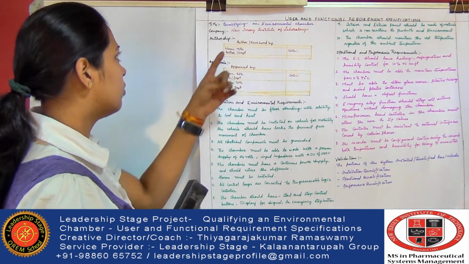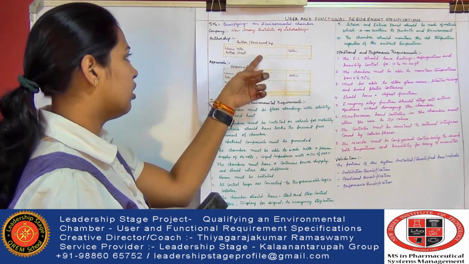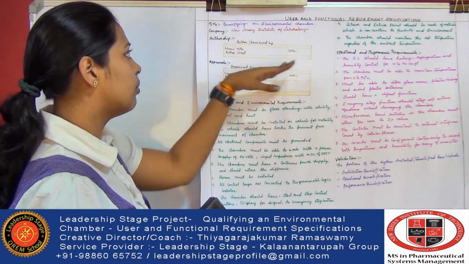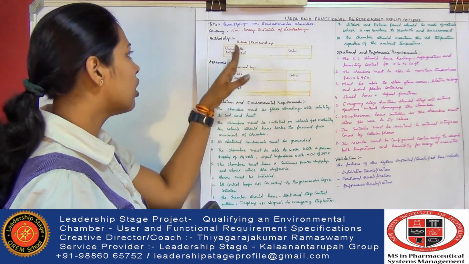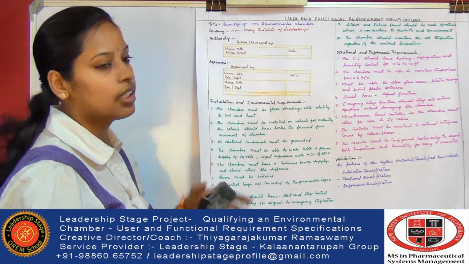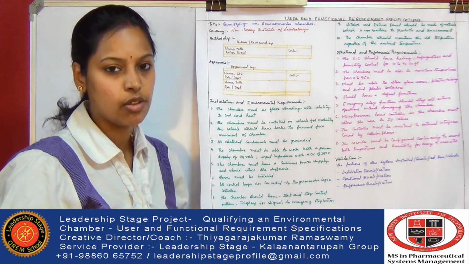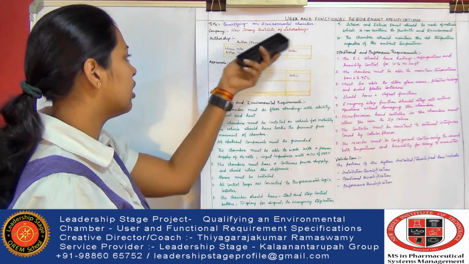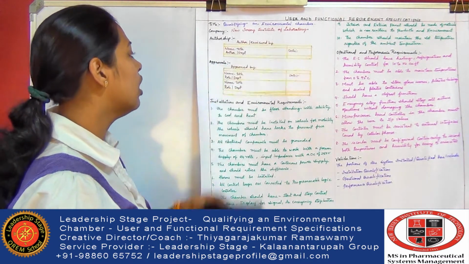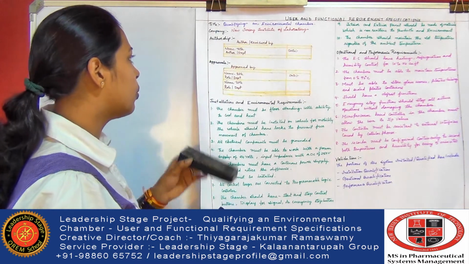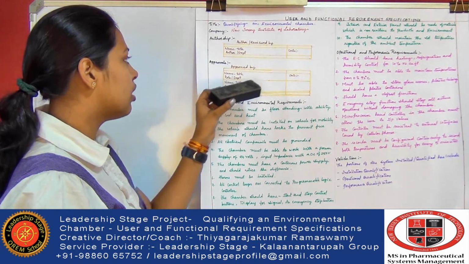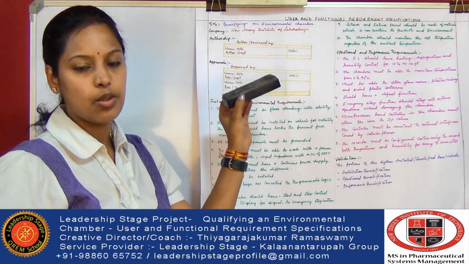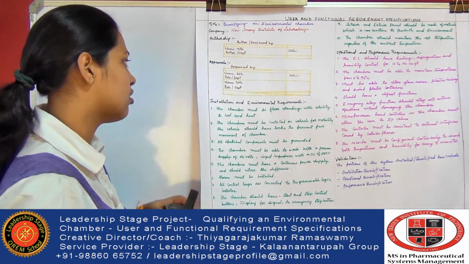This is the authorship, a tabular column for writing. Before writing the user and functional requirements, you have to write the name, title, and for whom. If you are submitting it to the Food and Drug Administration, FDA, you have to write it in the required format as this one, including the date. And the approvals: the role and department, and the officer who will be approving this user and functional requirement specification.